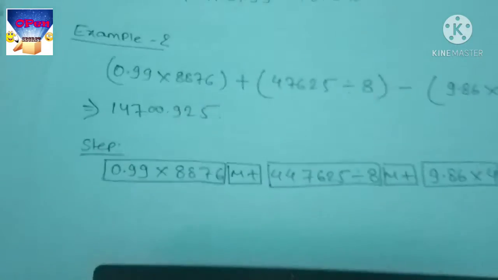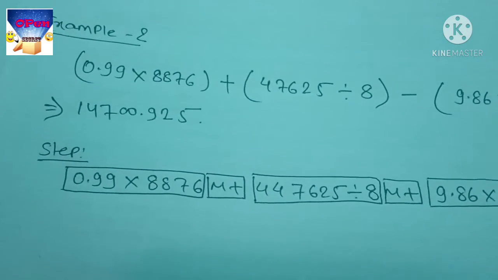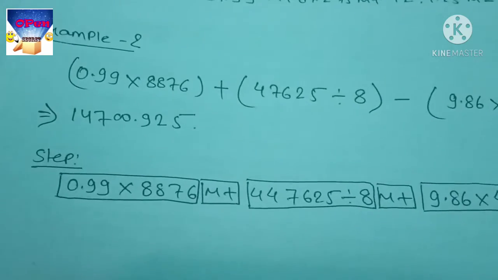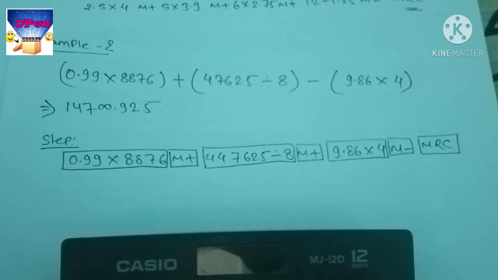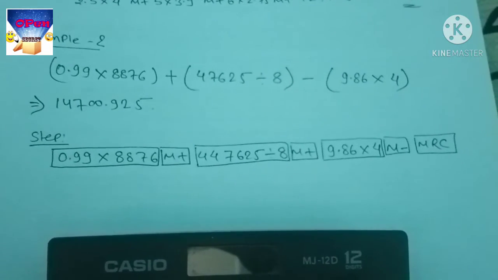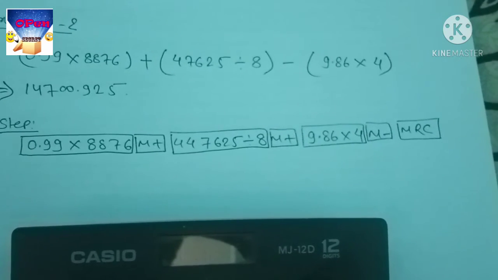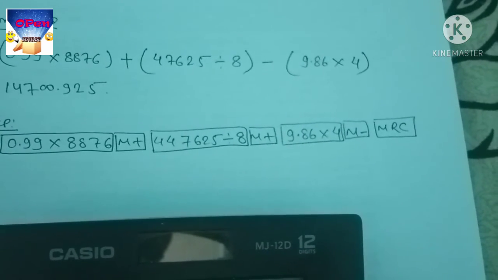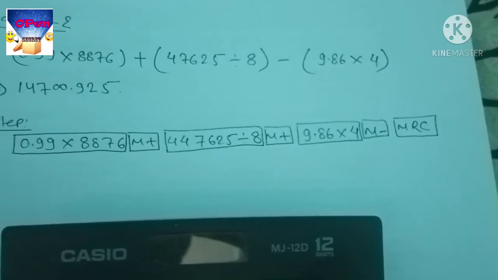14700.925. Here on the paper, 14700.925. Wow, it's exactly the same. The steps are written here: 0.99 into 8876 M plus, 47625 divided by 8 M plus, 9.86 multiplied by 4 M minus, and MRC.